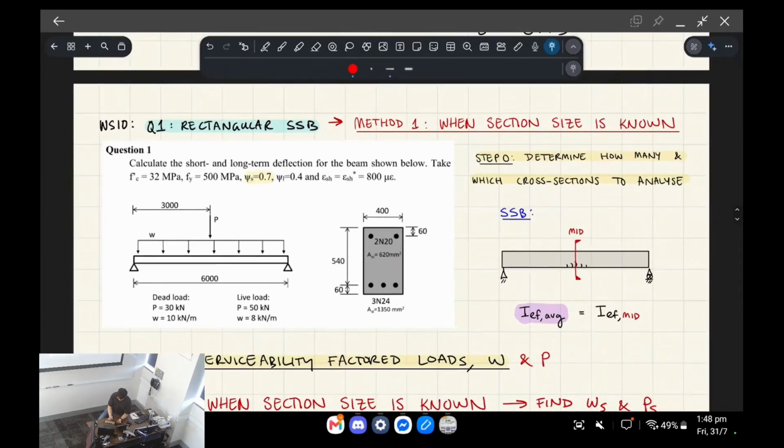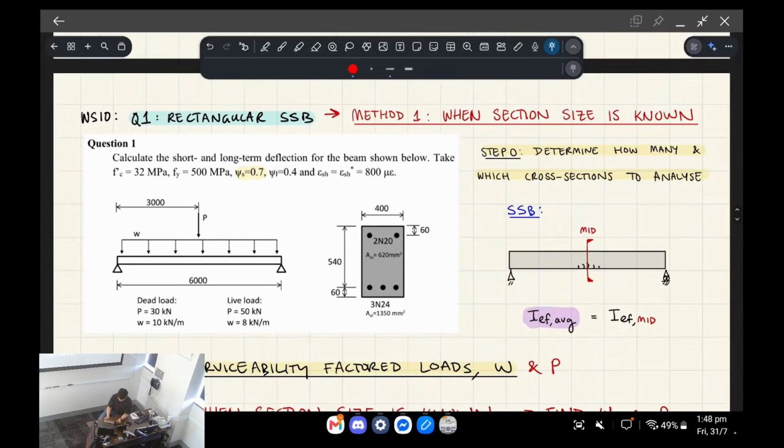We're going to simply support a beam, and it's got a rectangular cross-section. For this particular question, we're given the section size. For the next question, what you'll see is we're not given the section size, and we have to design the concrete's depth and width and so on. But for this question, we're given a set size, and it's asking us to calculate the deflection based on this cross-section. It says to calculate the short and long-term deflection for the beam that's shown.